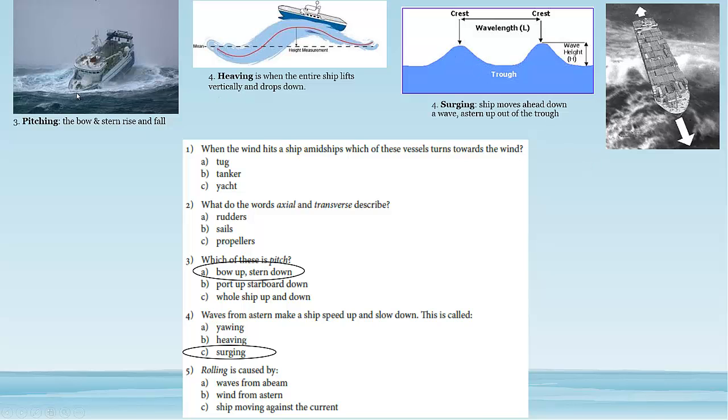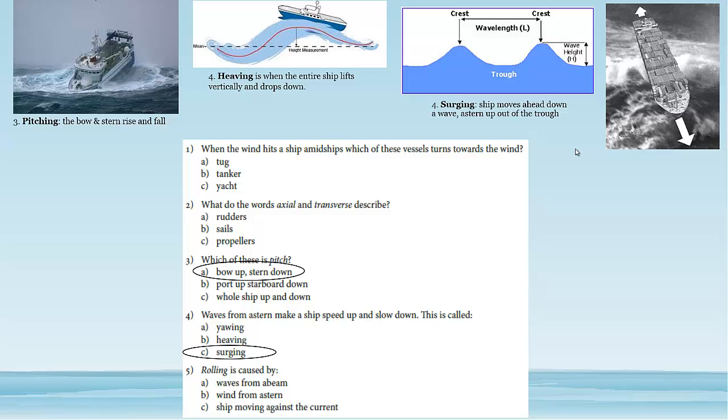Okay, so pitching again, that is the ship's bow and stern rising and falling with the waves. You can see heaving, that's where the whole ship is rising up on the crest of a wave and then falling down into the trough of a wave. Remember these two words, crest and trough. But surging, that's when the ship is speeding up or going forward, going down a wave, and slowing down or kind of going in reverse, not really, but slowing down in any case, going up a trough. So moving backwards, well, not going as fast as it was before. Okay, that's surging.